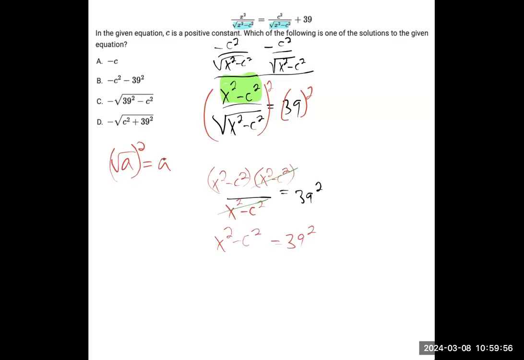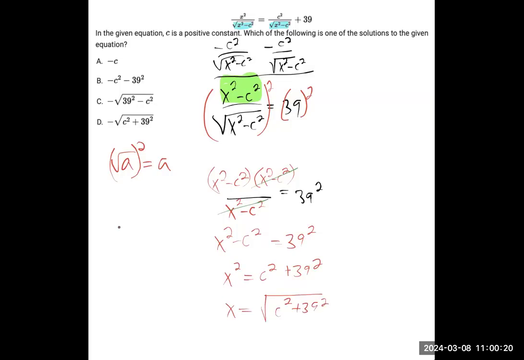The question is asking us to solve for x. They don't make that very obvious, but the answers are all in terms of c. So that means we want to get the other variable, x, by itself. If we add c² to both sides and take the square root of both sides, x is the square root of c² plus 39 squared.